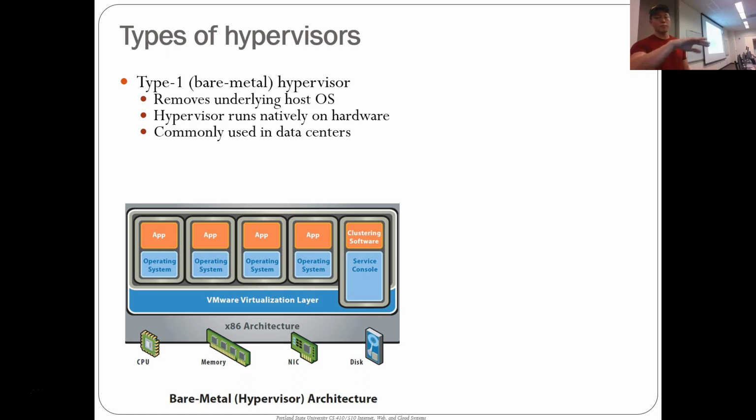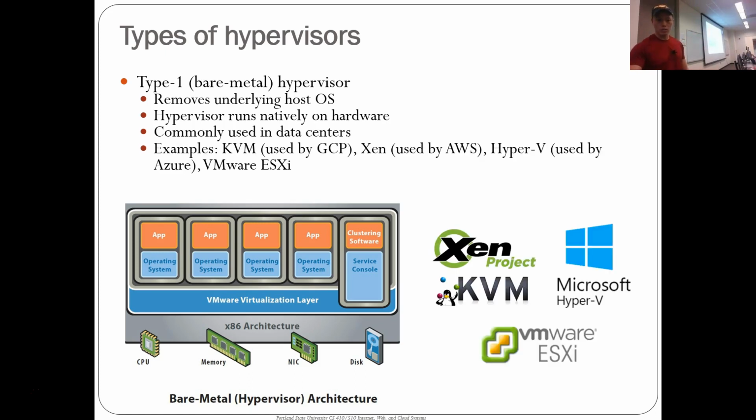Microsoft runs their Hyper-V as a type, actually. Yes. So KVM is Google, Xen is AWS, and then Hyper-V is used by Azure. So these are all Type 1 hypervisors that are meant for data centers. Basically, hypervisors to run virtual machines, arbitrary virtual machines. Okay.